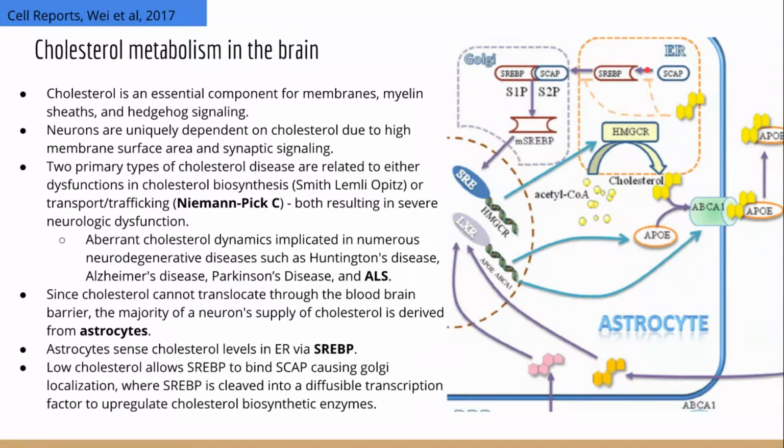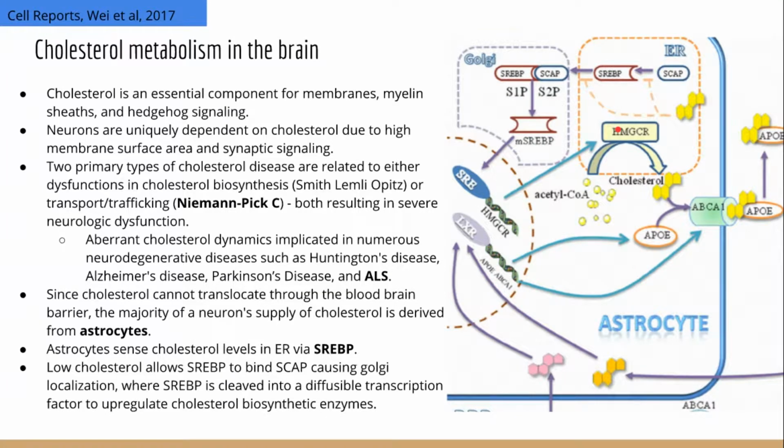Low cholesterol levels allow SREBP to bind SCAP, which causes trans-Golgi localization, causes it to move to the trans-Golgi from the ER. SREBP is then cleaved by resident proteases, and this releases a fragment called mSREBP, which then translocates to the nucleus and activates transcription of cholesterol biosynthesis enzymes.